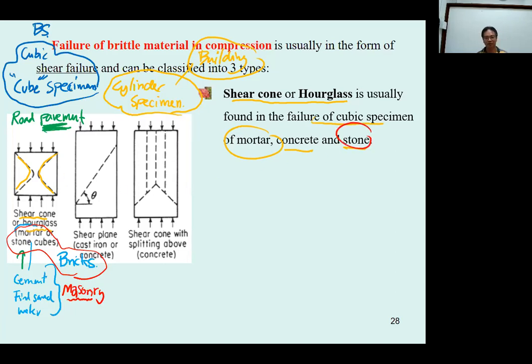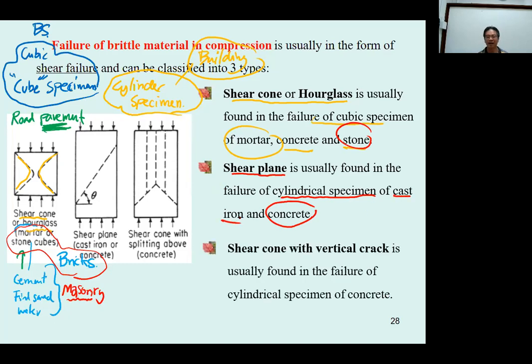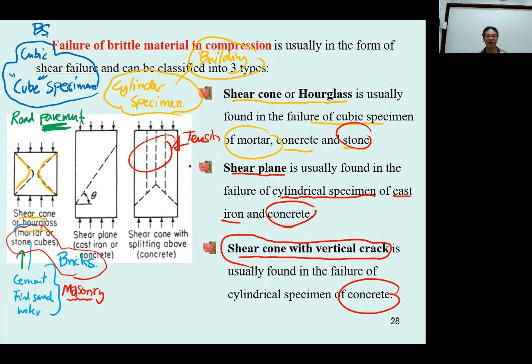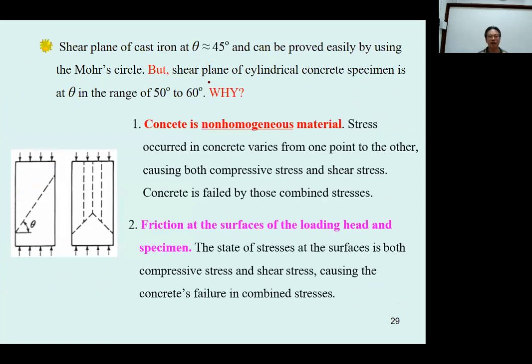And then for the cylinder, that is the shear plane mode of failure. This occurs in cylindrical specimens of concrete and cast iron. The other one is the shear cone with the vertical crack, which typically occurs in concrete. This portion fails by tension, not only shear; it is a combination of shear and tension, okay? And there is more explanation about why the crack of the concrete is larger than the theoretical crack.